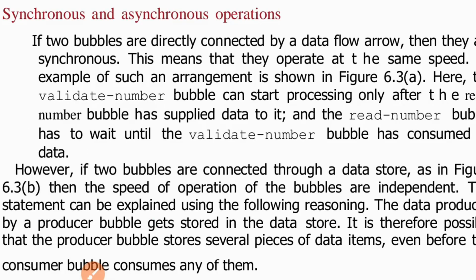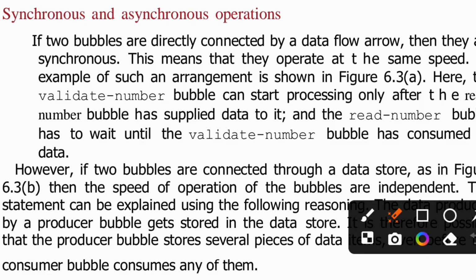So synchronous and asynchronous operations. If two bubbles are directly connected by a data flow, then they are synchronous. This means that they operate at the same speed. An example of such an arrangement is shown in the figure. Here the validate number bubble can start processing only after the read number bubble has supplied data to it, and the read number bubble has to wait until the validate number bubble has consumed its data.